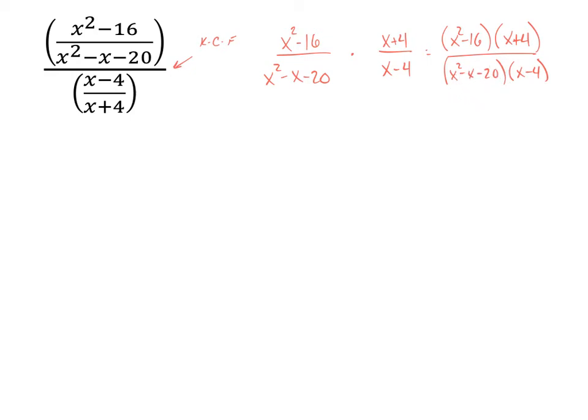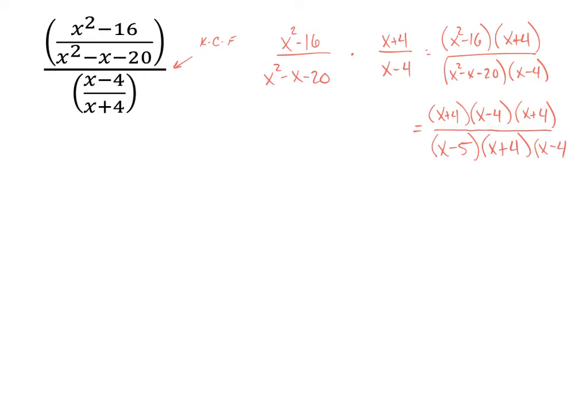So when we factor those two things, we're going to end up with an equivalent fraction that is x plus 4 times x minus 4, again times x plus 4, because this x plus 4 is still along for the ride. In our denominator, we'll have x minus 5 times x plus 4 times x minus 4.